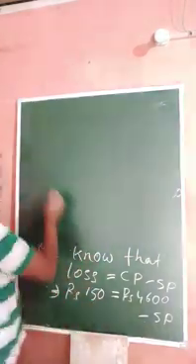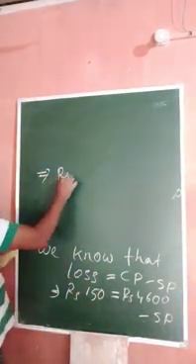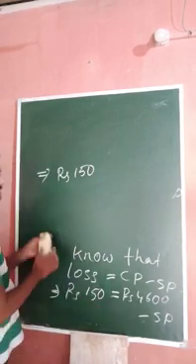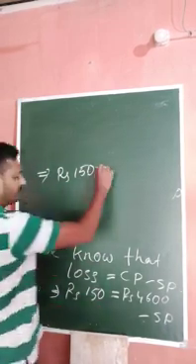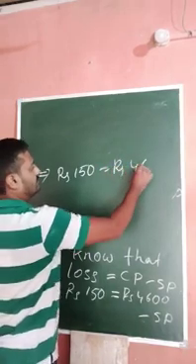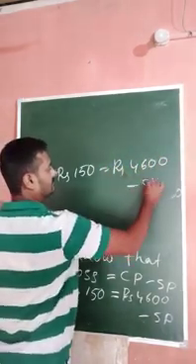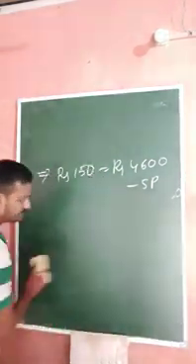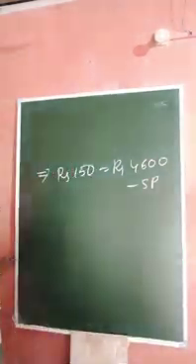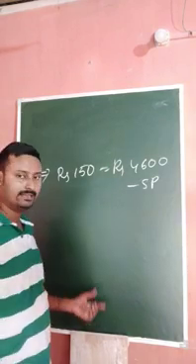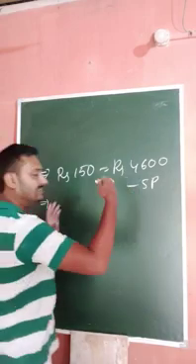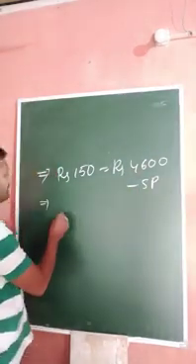Now look at this one, rupees 150. This line I have actually written here. No need to write this line twice in your copy, but this line is written below, that is why I am writing this one here. Now this SP is negative here. Whenever it comes to this side, it becomes positive.